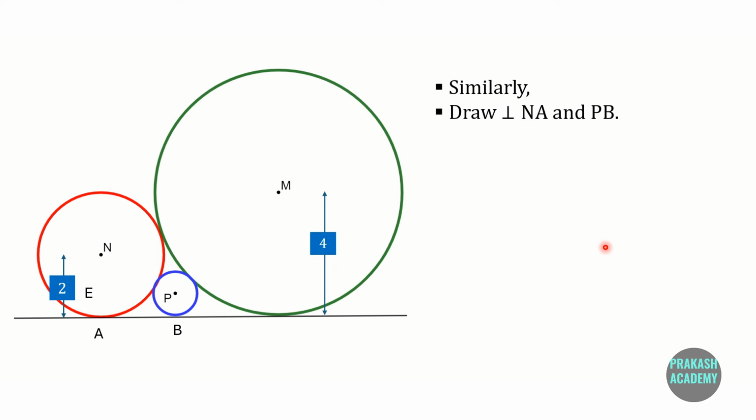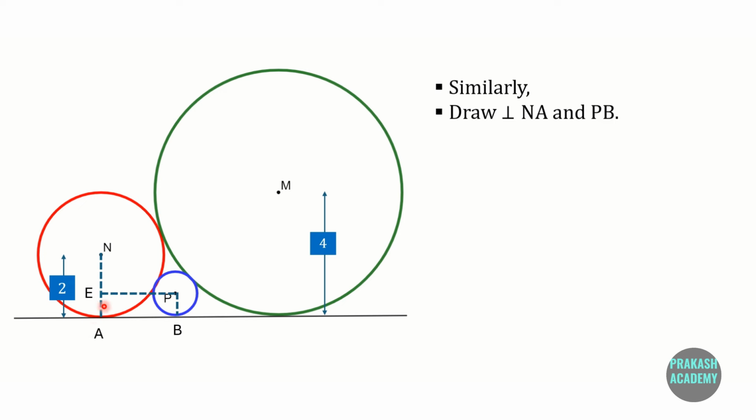Now I can repeat the same steps for this and this circle. We have done steps for this one circle, the bigger circle, and this circle. Now I will do the same steps for this circle and this circle. This means let us draw perpendiculars from N and from point P. So I can draw perpendicular NA and perpendicular PB. Now once again from point P, I will draw perpendicular on NA.